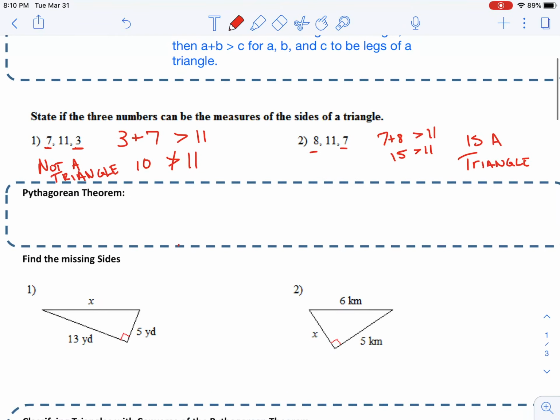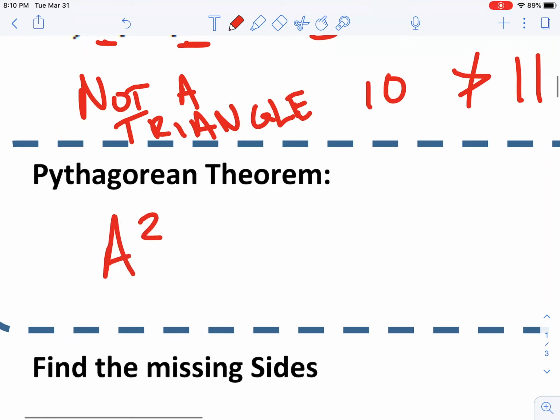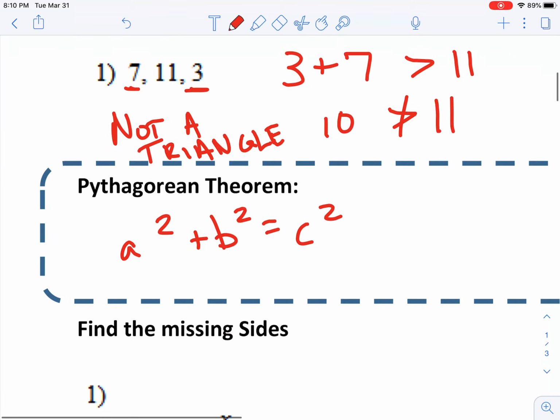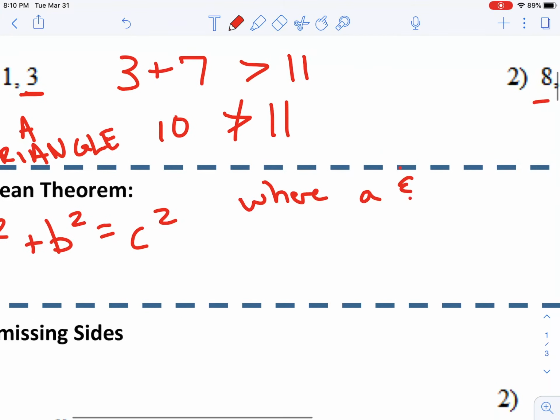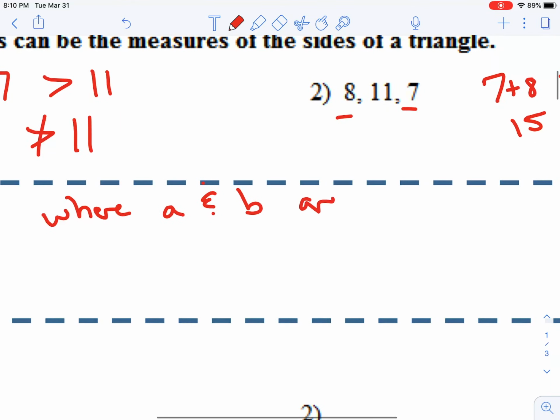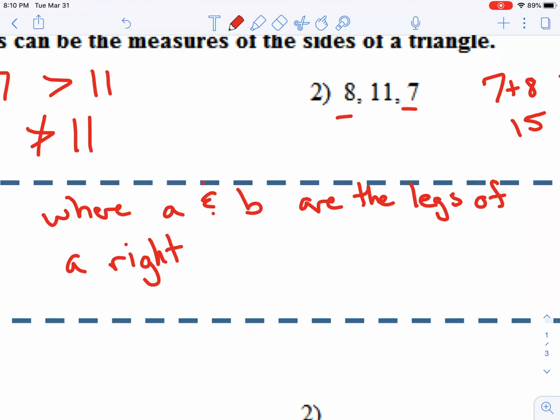Well, I'm going to write this one out. I think it's just going to be easier for me. So Pythagorean theorem, you obviously know it as a squared plus b squared equals c squared, right? Where a and b are the legs of a right triangle. Remember, a right triangle has a 90-degree angle. And c is the hypotenuse.